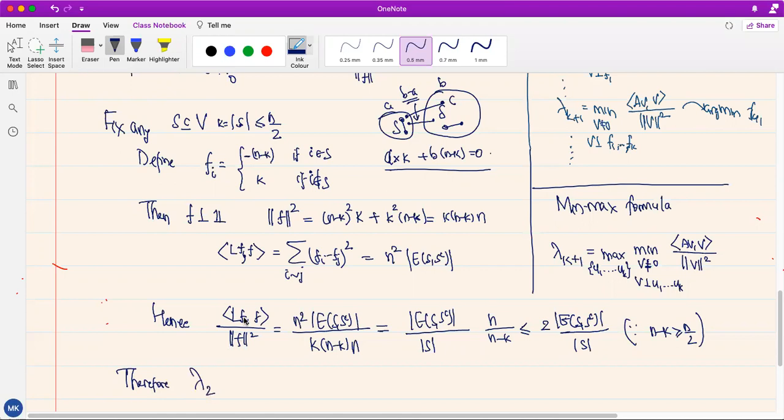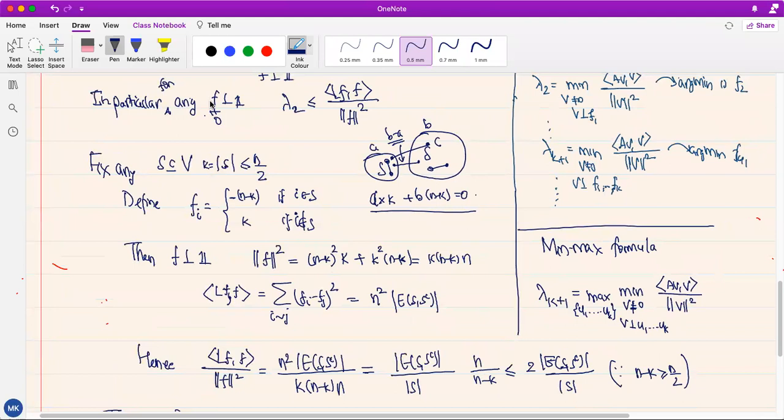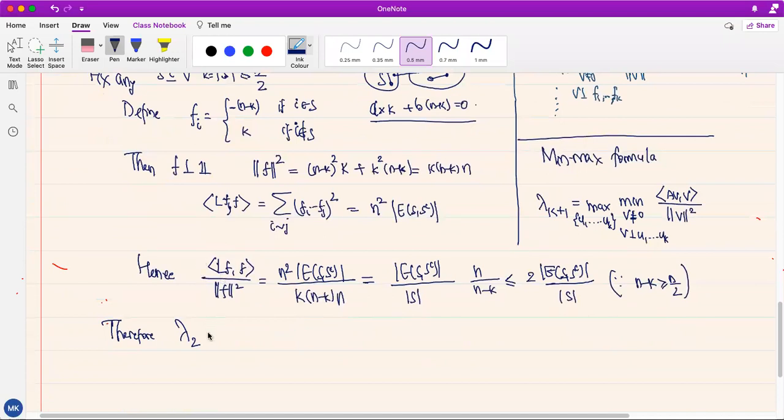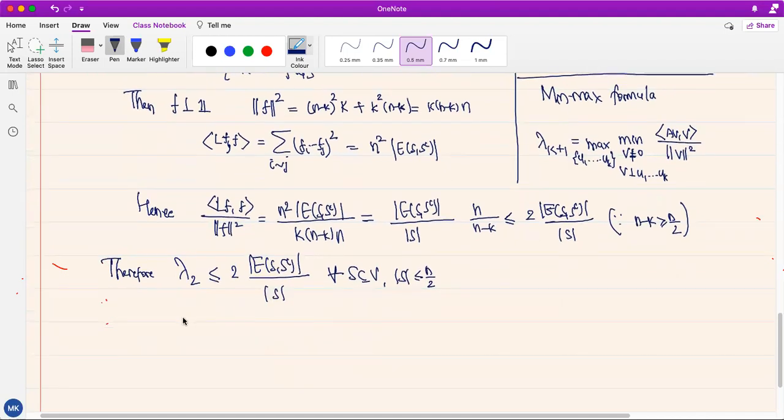lambda 2, any such thing will be an upper bound for lambda 2. You agreed, right? You take any f with f perpendicular to 1, lambda 2 is less than or equal to this. So this is an f which is perpendicular to 1. So lambda 2 is less than or equal to this, which is less than or equal to 2 times E of S, S complement over cardinality of S, for all S subsets of V with cardinality of S less than or equal to N by 2. So if I take the minimum over that, what do I get?